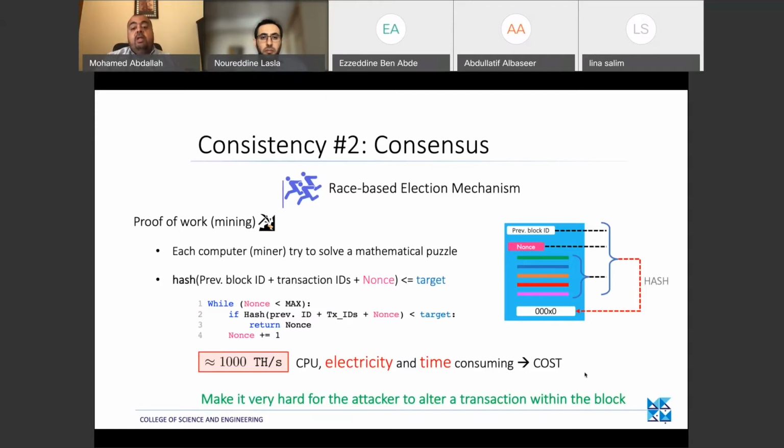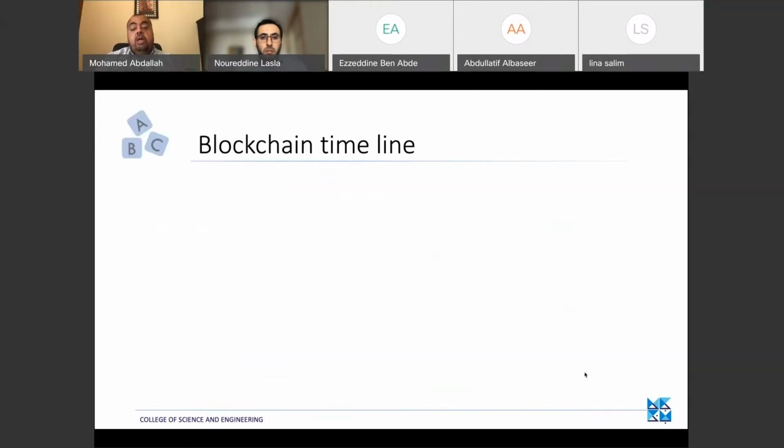So this is the main idea of blockchain. By doing this consensus and this tamper-proofing, we can maintain a distributed ledger which is consistent and the data cannot be changed. So let's look at the blockchain timeline, how the blockchain evolved.